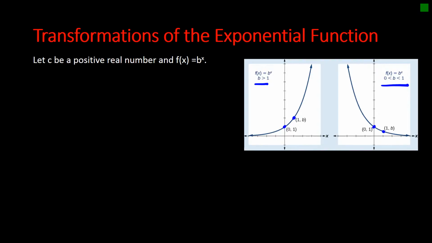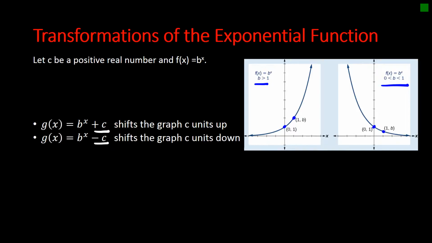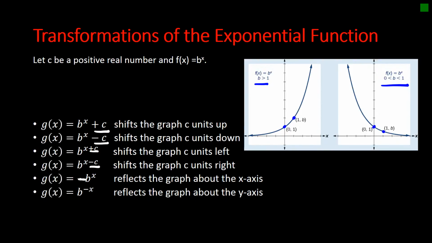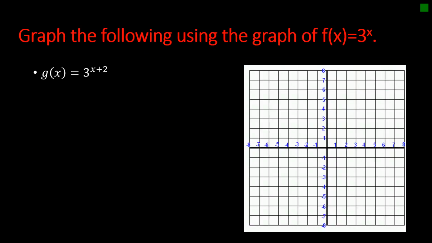So in the next few things here, let c be a positive real number, and we're going to look at f of x equals b to the x. When you add c to the function b to the x, it's going to shift the graph c units upward. When you subtract c, it's going to be c units down. When you add c within that power, it's going to be c units left. When you subtract c up there in that power, it's going to be c units right. When you have a negative in front of the function itself, it's going to be a reflection about the x-axis. And when you have a negative power, then it's going to be a reflection about the y-axis. So we're going to do a few graphs where we use these transformations.